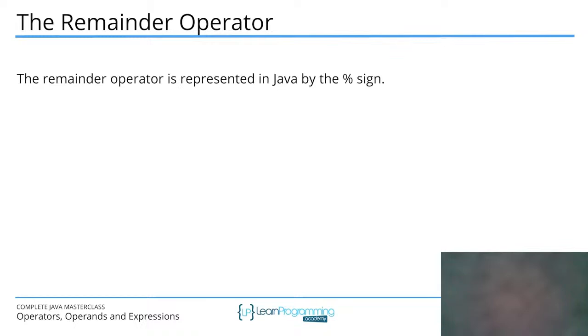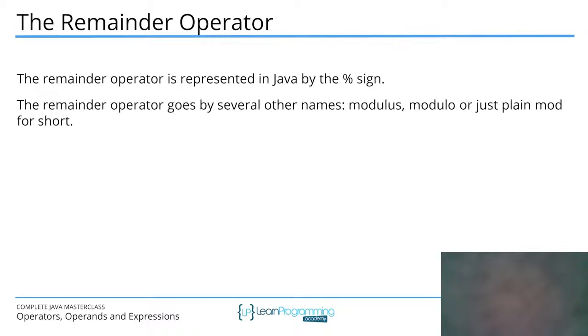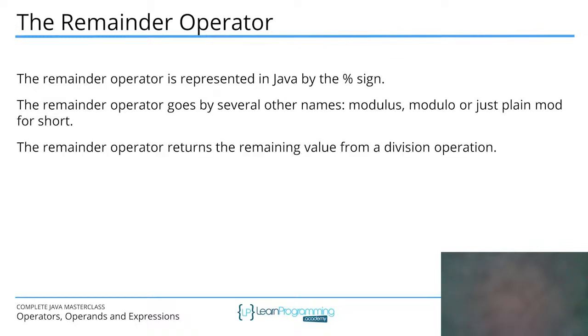The remainder operator is represented in Java by the % sign. The remainder operator goes by several other names: modulus, modulo, or just plain mod for short. The remainder operator returns the remaining value from a division operation. If there is no remaining value, the result is 0.